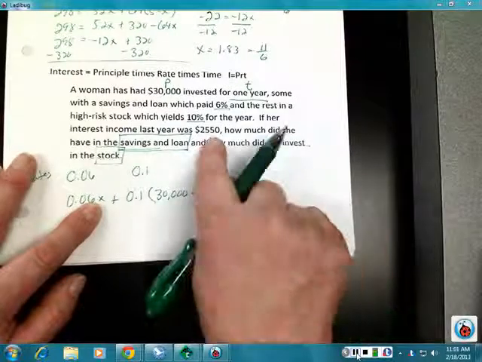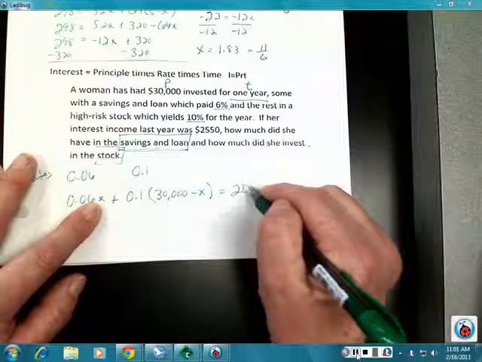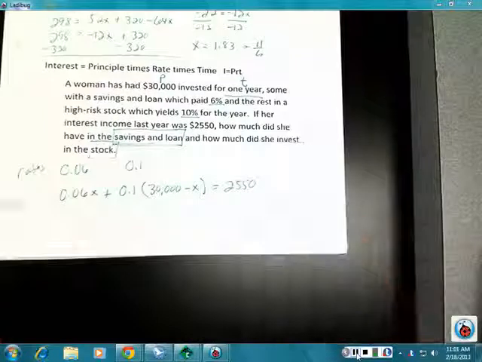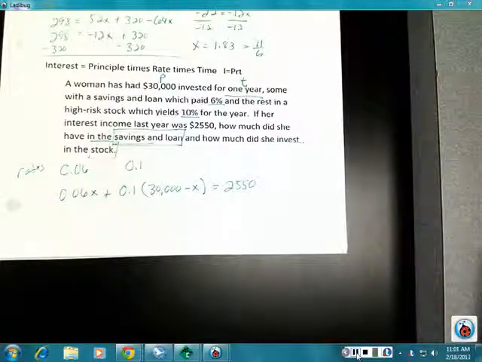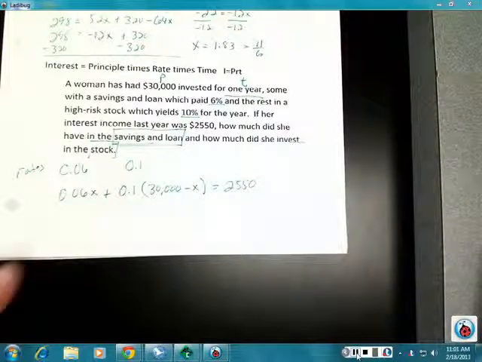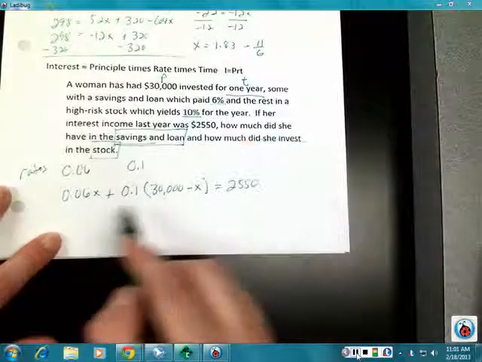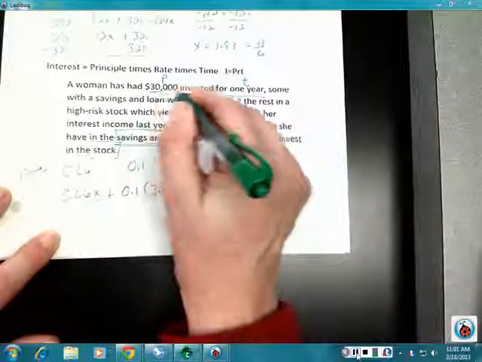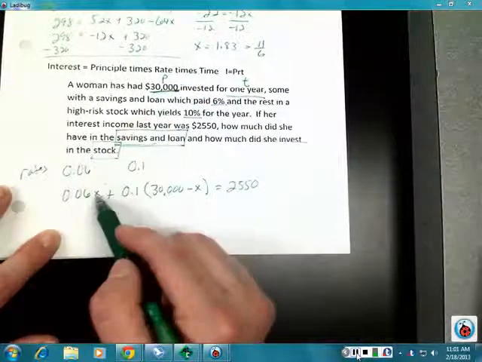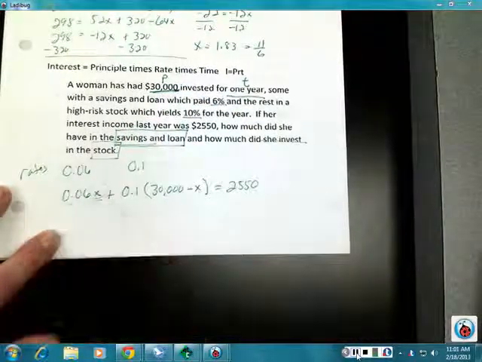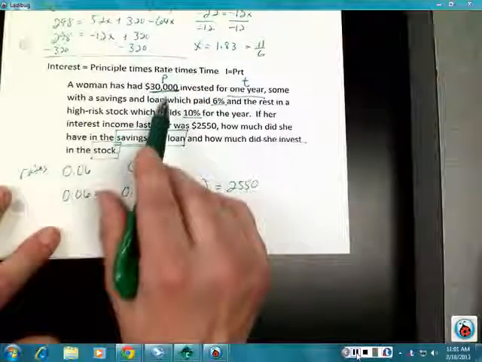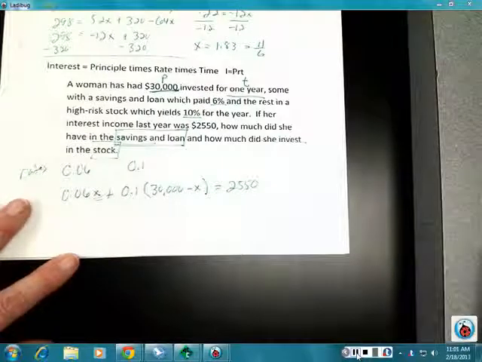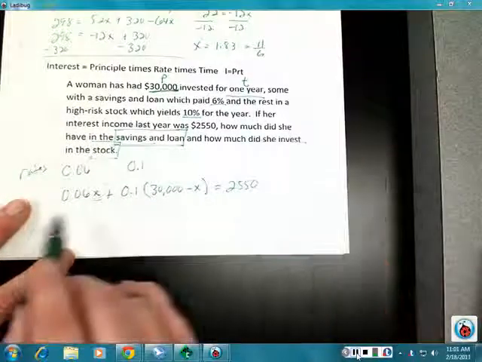And that's all going to equal her interest, which is 2,550. Yes or no? So far so good or not? Okay. The reason you've got a difference here is because 30,000 is what you have, but part of that 30,000 is what's going to get invested in there. And so you've got that piece that's happening in that spot.